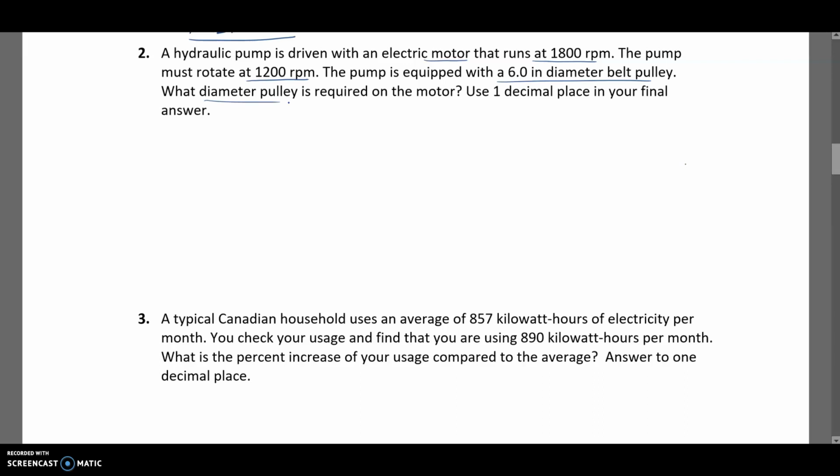So we're talking about two variables here. We talk about the diameter of the pulley, and we talk about its rotation speed.